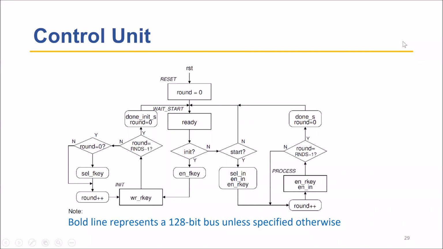And eventually, this is the ASM chart for the control unit. When the reset comes, we set the round to 0. Then we go to the ready state where the AES module can receive input. If the init signal is set, we go to initialize the keys. We generate the keys for all 10 rounds, and then we set the done_init signal. Then we go back to the ready state.